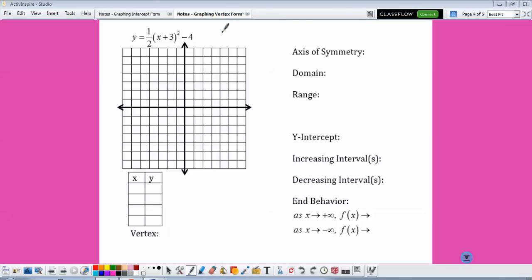All right, so in this one, a would equal 1/2, h would equal -3, k would equal -4. So again, for the x and y, 1 squared is 1, 2 squared is 4, 3 squared is 9, 4 squared is 16. The vertex would be at (h, k), so (-3, -4). So I'm going to plot that, (-3, -4). Axis of symmetry is x equals -3. So I'm going to draw that as a dashed line.